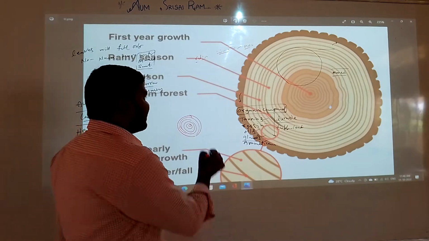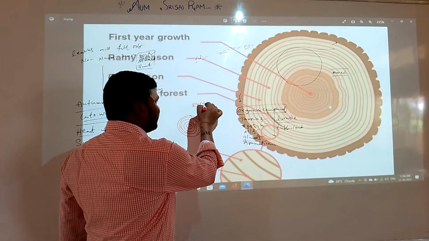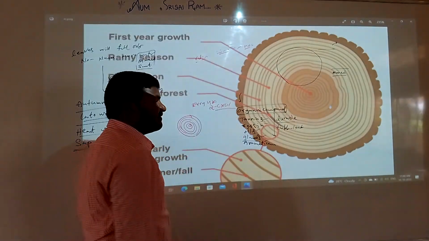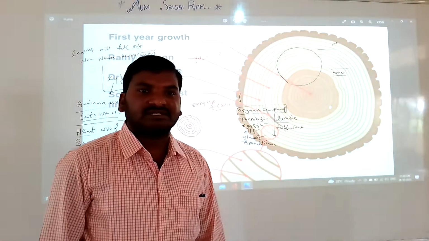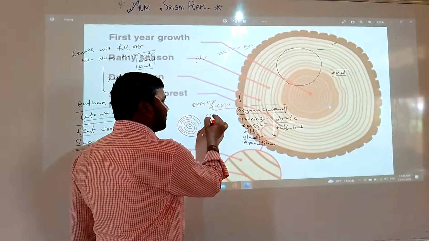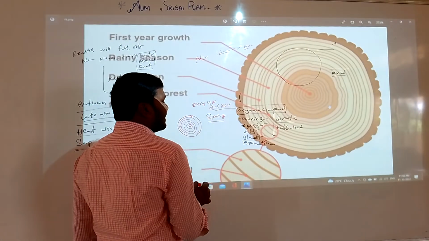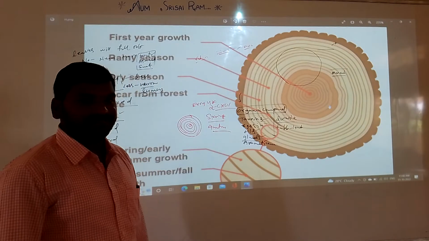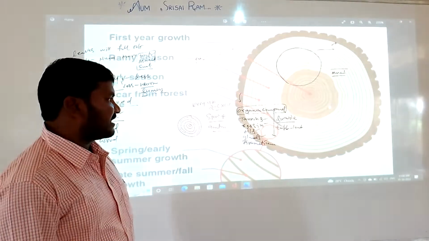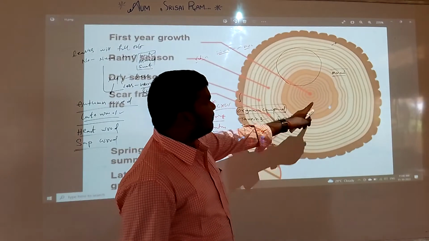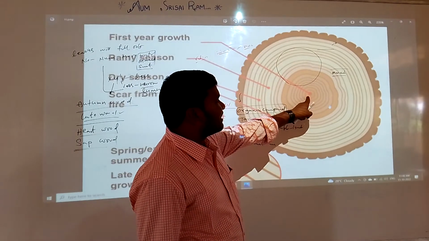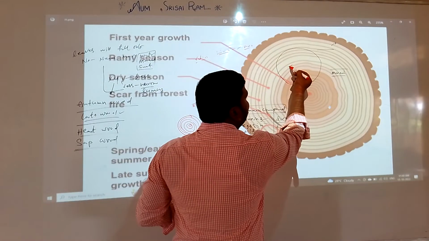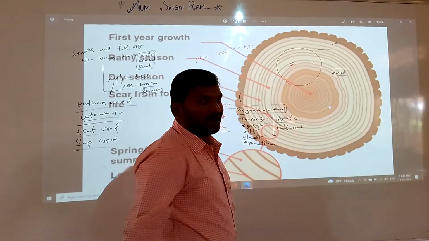So here every year two circles are formed. Every year how many circles are formed? Two circles. One circle is formed in the spring season, the other circle is formed in the autumn season. So this portion is called the spring season and this portion is the autumn season.